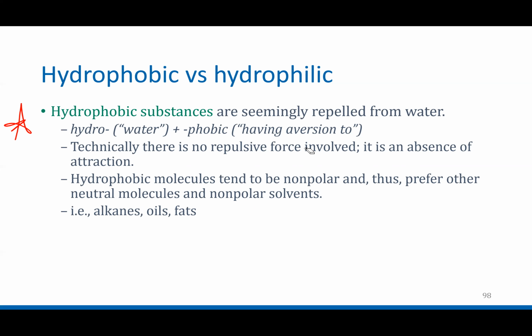Hydrophobic molecules are typically nonpolar, so they would prefer other nonpolar things. So examples of this are alkanes or oils or fats. Oil, right? Oil and gas is a hot topic, wink, wink, nudge, nudge. Hydrophobic substances are oil or include oil and gas products, typically alkanes and things like that.